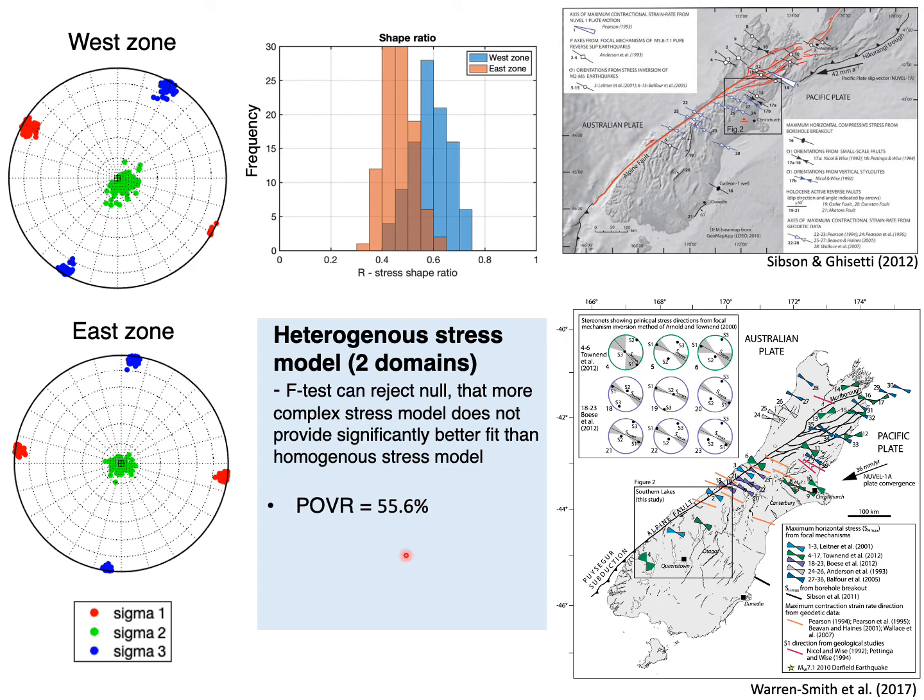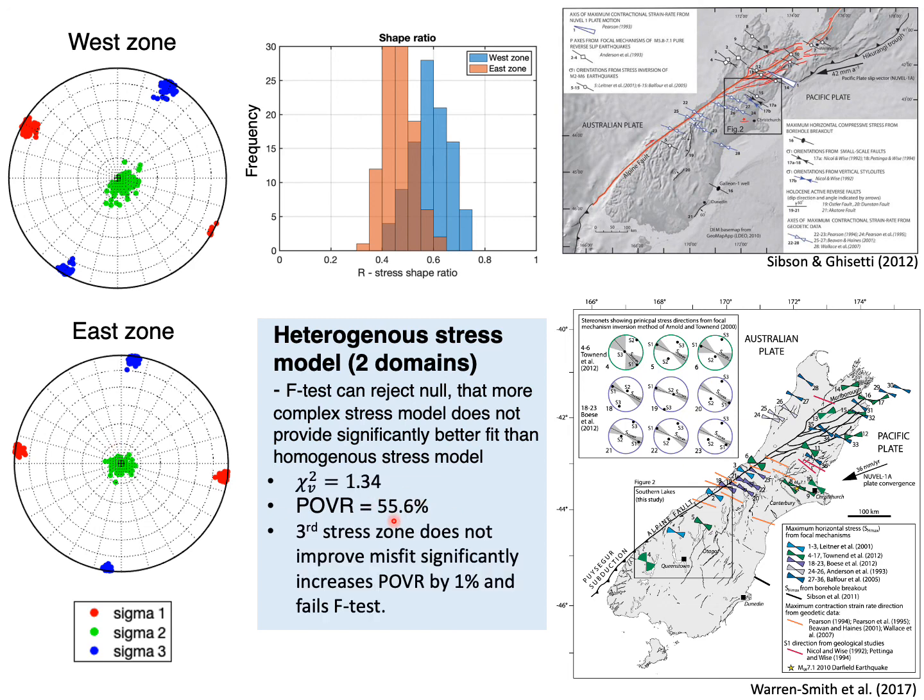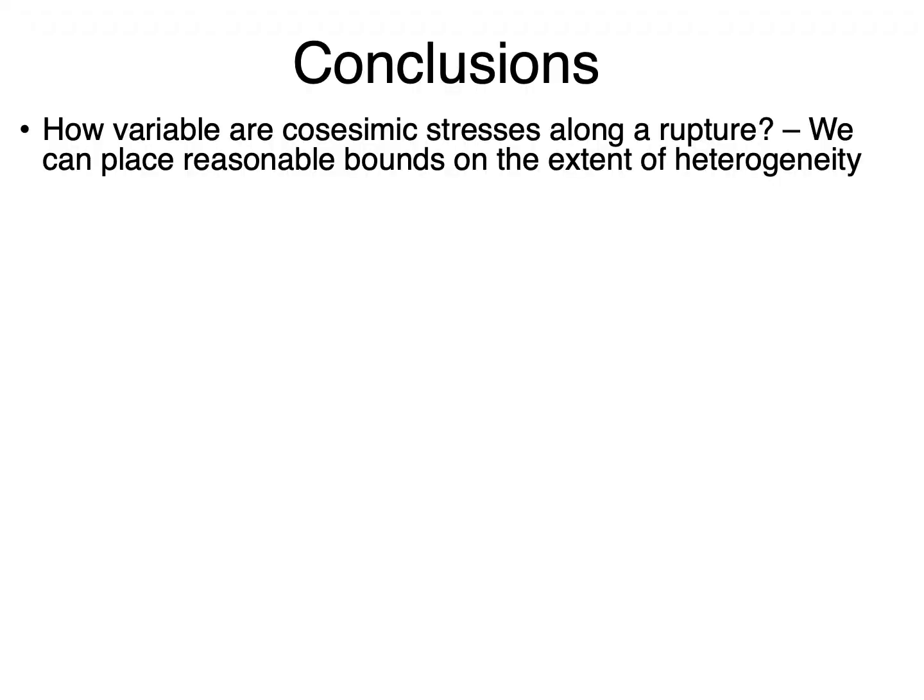And so we found a percent of variance reduction of about 50%, but we are unable to justify further partitioning the data into three zones. So with that, I'll leave it with the conclusions.